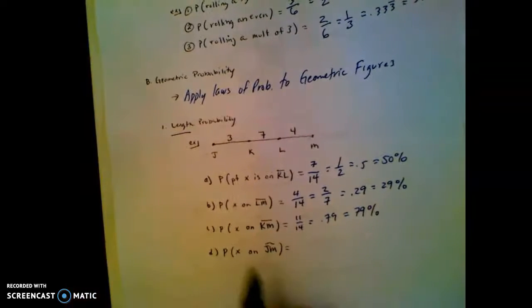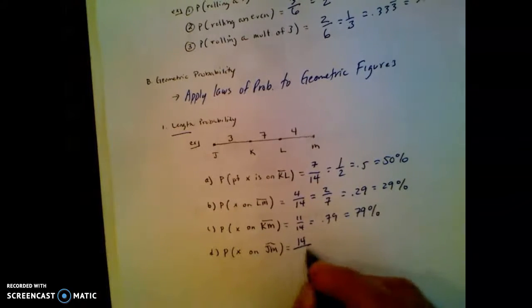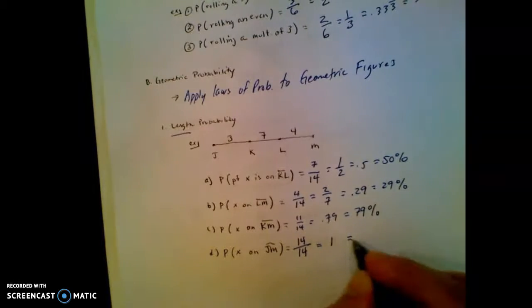And lastly, what's the probability of landing on JM? Well, it has to fall on JM somewhere, so the whole thing is a success. Everything that could happen is also 14. So that has a probability of 1 or 100%.